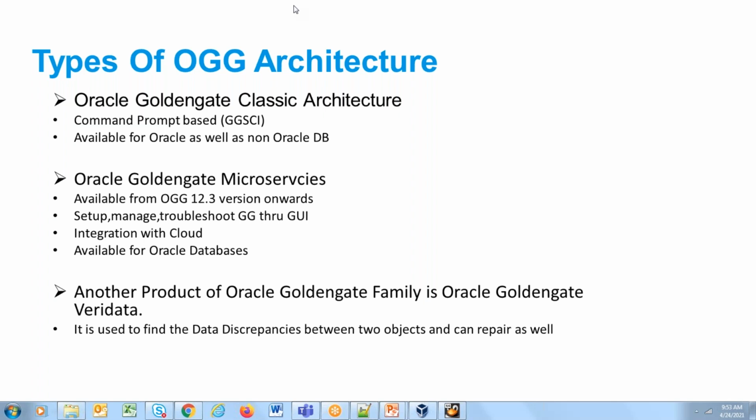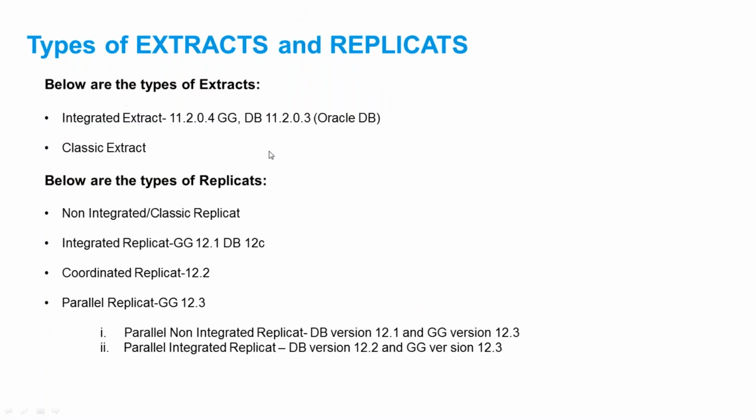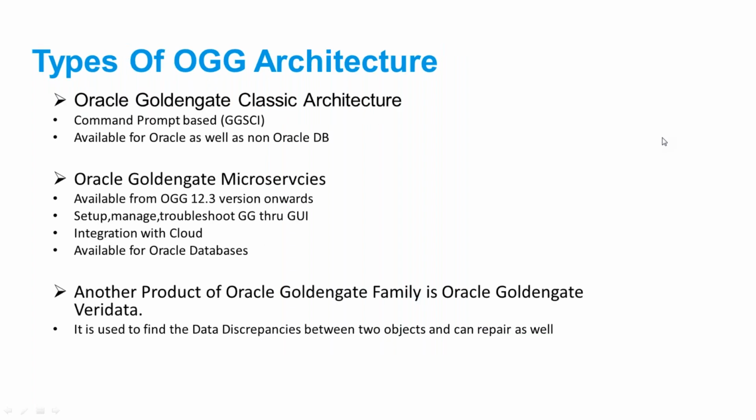Chat is disabled. So there are different types of extracts and replicates. Integrated is a type of extract, and integrated is a type of replicate. Integrated, microservices and classic are types of architecture. Inside classic architecture, you have integrated extract, classic extract, integrated replicate, non-integrated replicate. Similarly, inside microservices, you have integrated extract, classic extract, integrated replicate, non-integrated replicate.